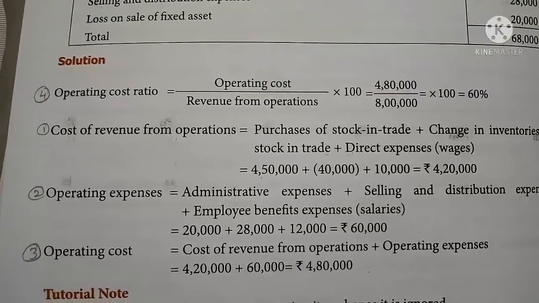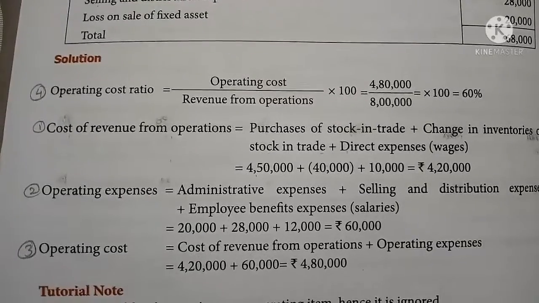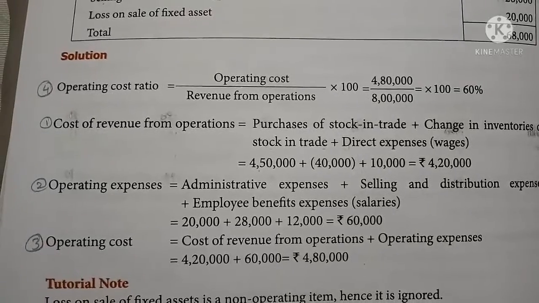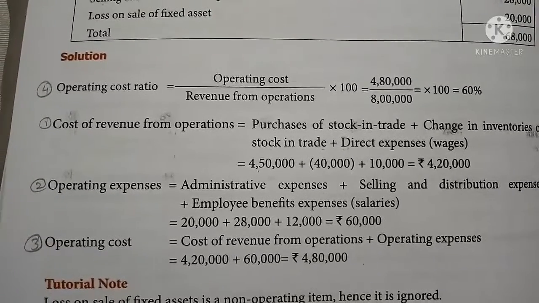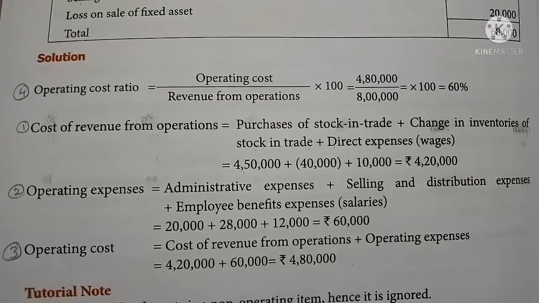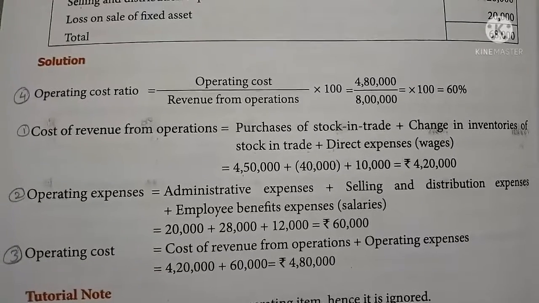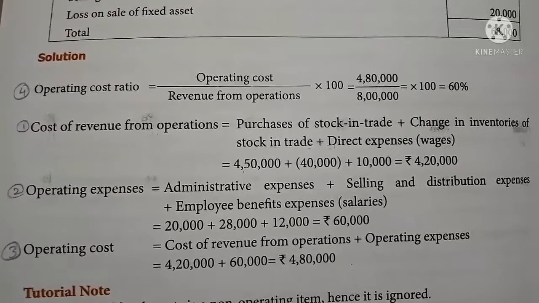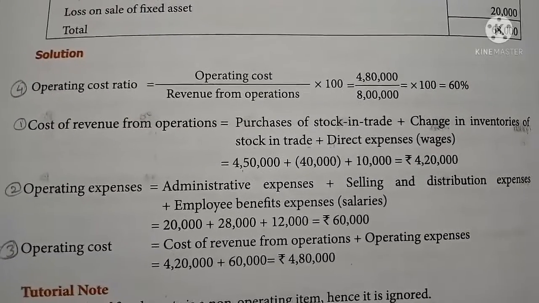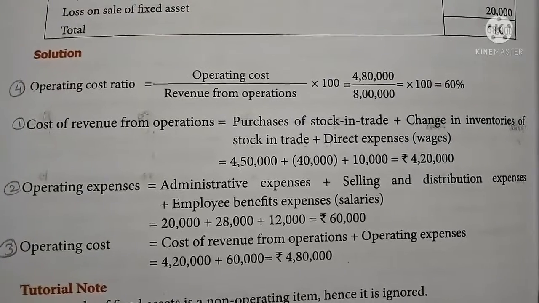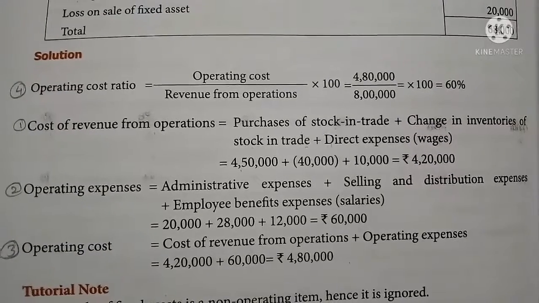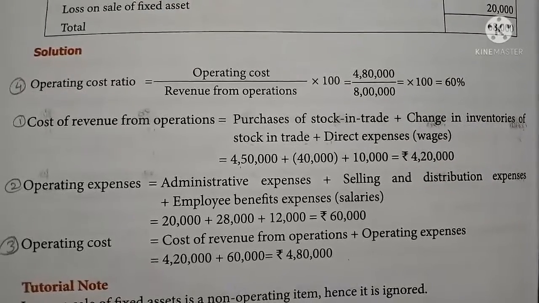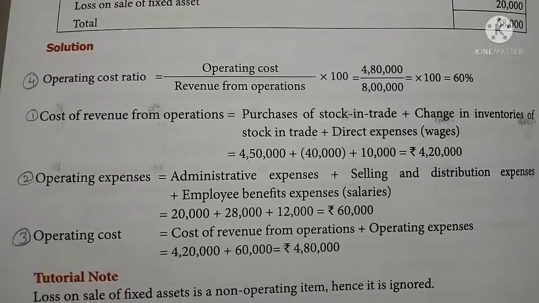So first you should find out these three work notes before finding out the operating cost ratio, and then you can apply the formula. Operating cost ratio is equal to operating cost by revenue from operation into 100. That is, operating cost is 4,80,000. Revenue from operation is given in the sum itself, 8 lakh, into 100. While simplifying it, the percentage will be 60%. So 60% is the operating cost ratio of the business concern.